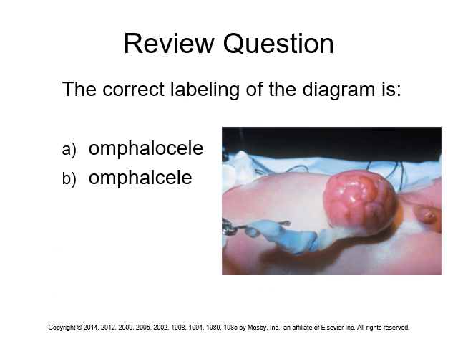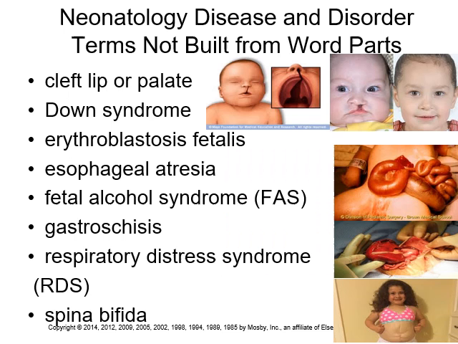All right, so how do we correctly label this image? Well, we have omphalocele or omphalcele. Well, even just pronouncing the second one is really hard. That's why we have that combining form with a combining vowel. Omphalocele is much easier to pronounce than omphalcele, and so the answer is A. And notice how you can see the little baby's intestines protruding through the umbilical cord or the umbilicus.